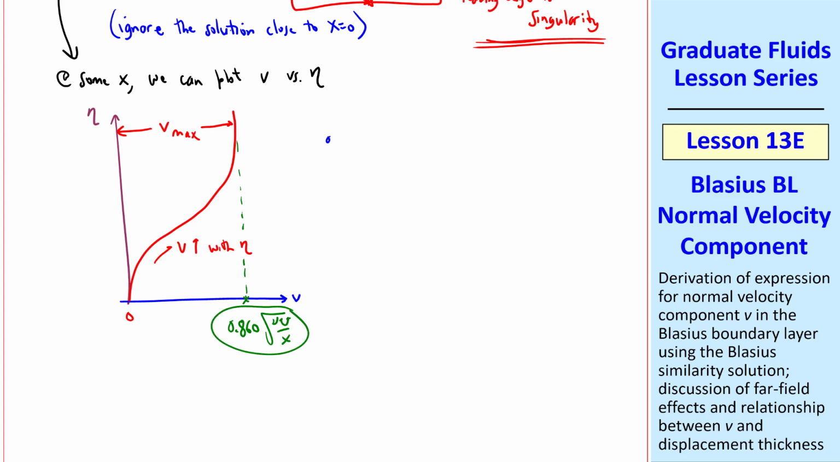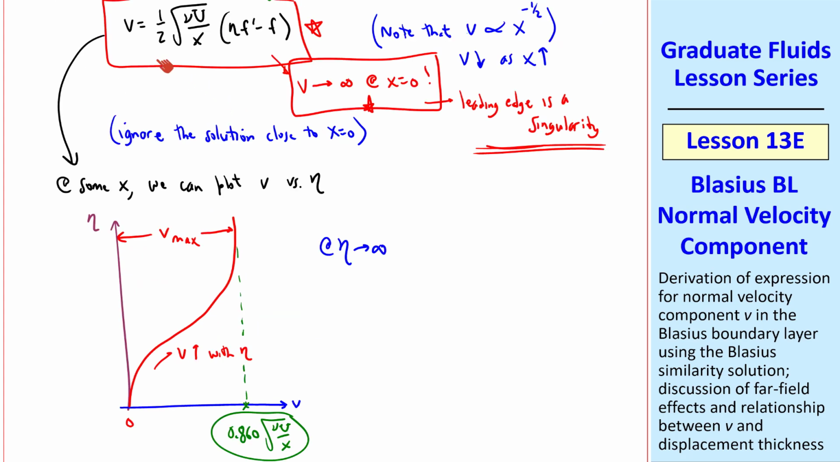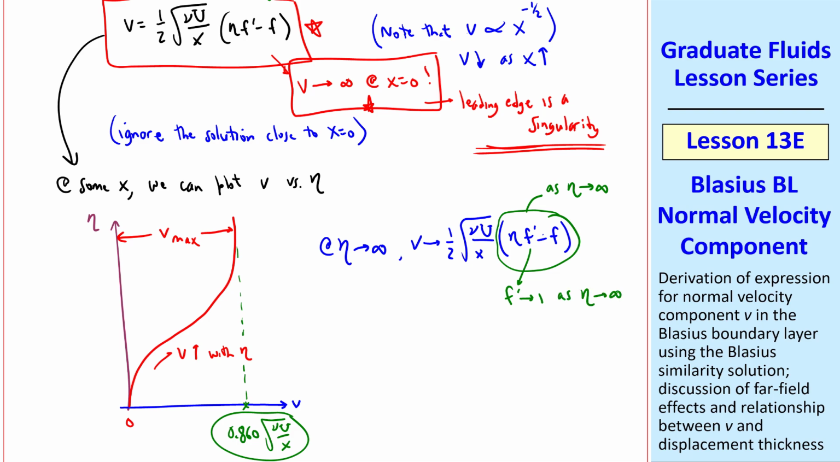How do I know that? Well, let's look at v as eta goes to infinity, in other words, outside the boundary layer, where v remains v max from then on. Well, from our equation up here, v goes to 1/2 square root of nu u over x times eta f prime minus f as eta goes to infinity. Well, we know that f prime goes to 1 as eta goes to infinity. Thus, v approaches 1/2 square root of nu u over x times eta minus f as eta goes to infinity.